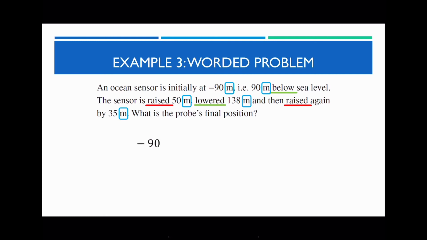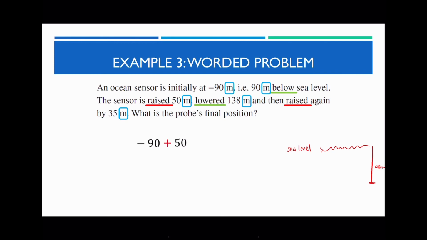So the initial value, the beginning value, was -90, meaning this is below sea level. If I was to draw this, this is the sea over here, and this -90 meters would be over here. So that's 90 meters below sea level, and that over there represents your sea level. Now it says the sensor is raised by 50 meters, so in this case you're going to be adding.